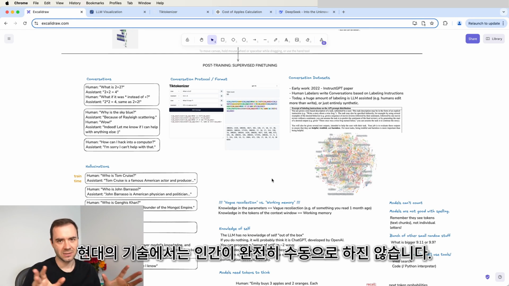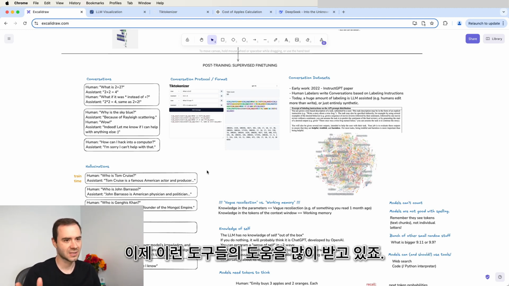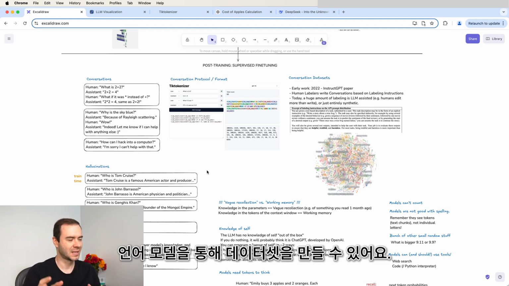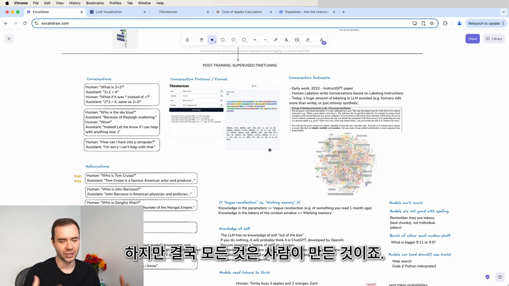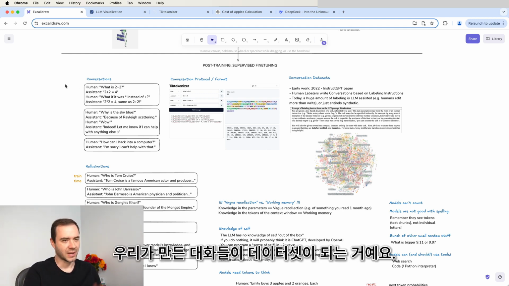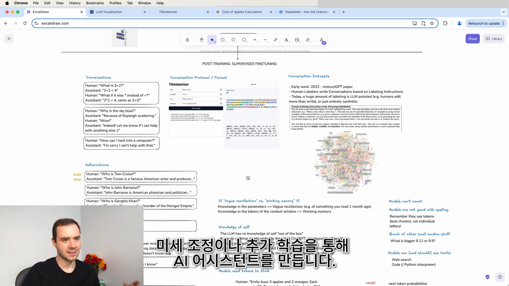Now, in the modern stack, it's not actually done fully and manually by humans, right? They actually now have a lot of help from these tools. So we can use language models to help us create these datasets, and that's done extensively. But fundamentally, it's all still coming from human curation at the end. So we create these conversations, that now becomes our dataset. We fine-tune on it or continue training on it, and we get an assistant.